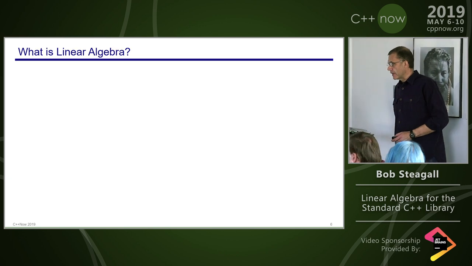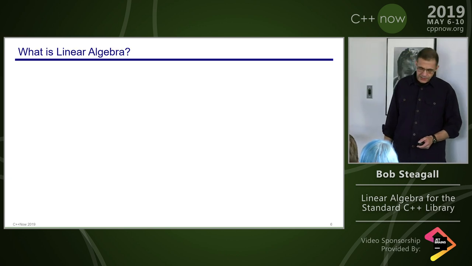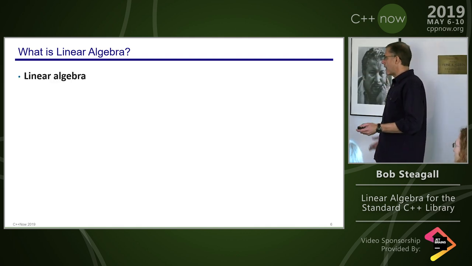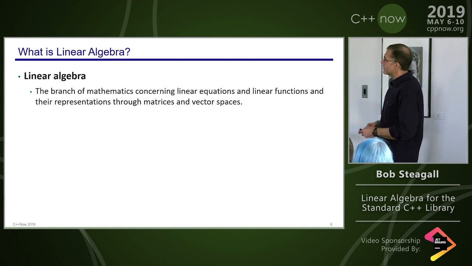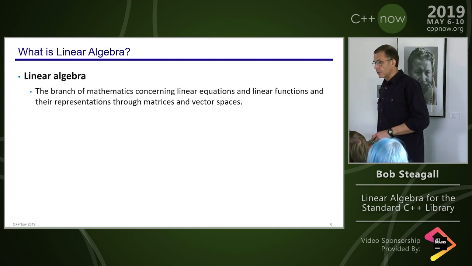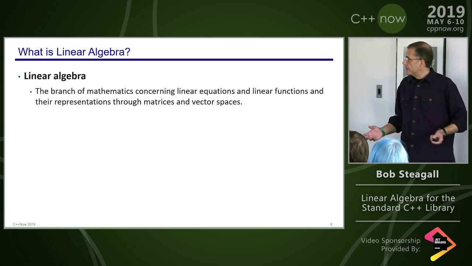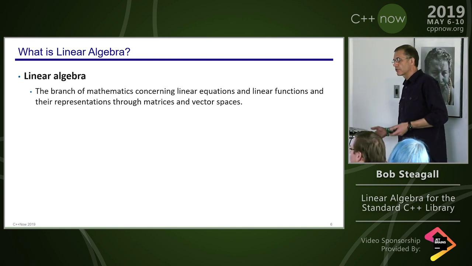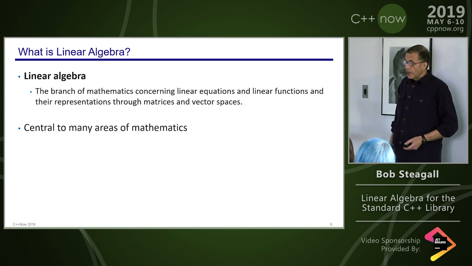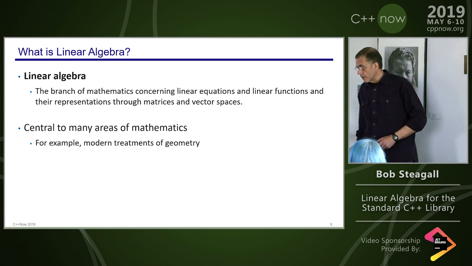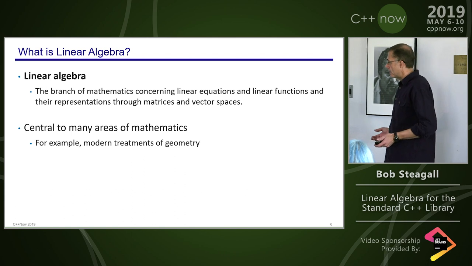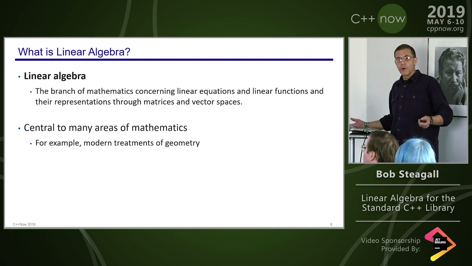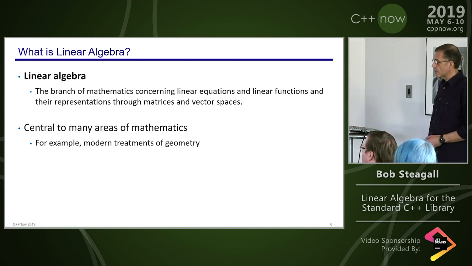All right, so a little bit of background. I'm not a mathematician, and I don't play one on TV, so I'm going to keep this brief so as not to embarrass myself. What is linear algebra? Well, the most succinct and easiest to understand definition for me that I could find was from the fount of all knowledge, Wikipedia. The branch of mathematics concerning linear equations and linear functions and their representations through matrices and vector spaces. I came to learn that linear algebra is central to many areas of mathematics, and in fact, geometry can be formulated in terms of linear algebra. I did not know this, and I don't know how it's done. But Wikipedia tells me it's so, and thus I believe it.